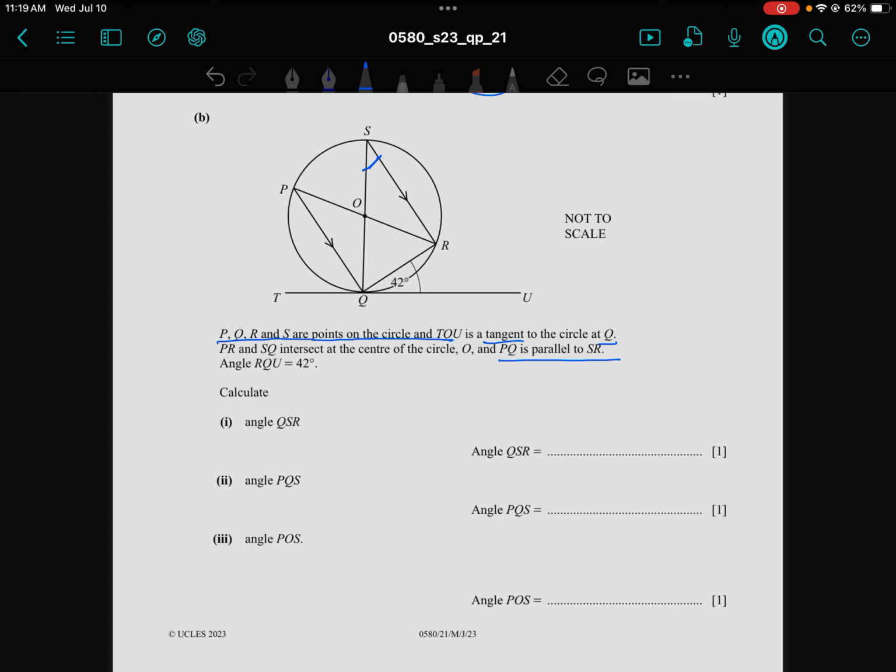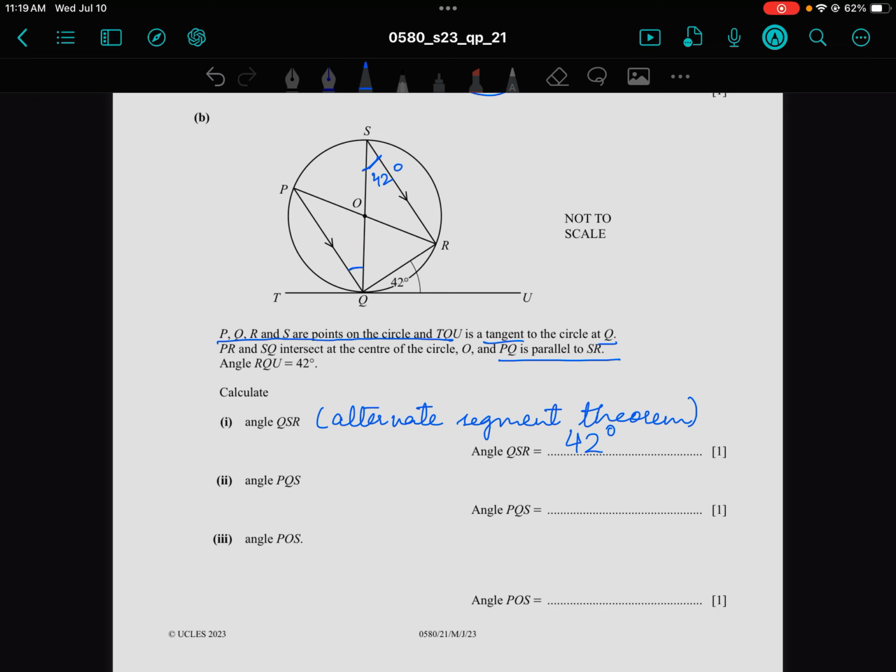So QSR, if you can see that this angle is 42, so angle QSR will also be 42 by the alternate segment theorem of the circle theorems. So you can write it here that QSR is equal to 42 degrees. And what is the reason? Alternate segment theorem.